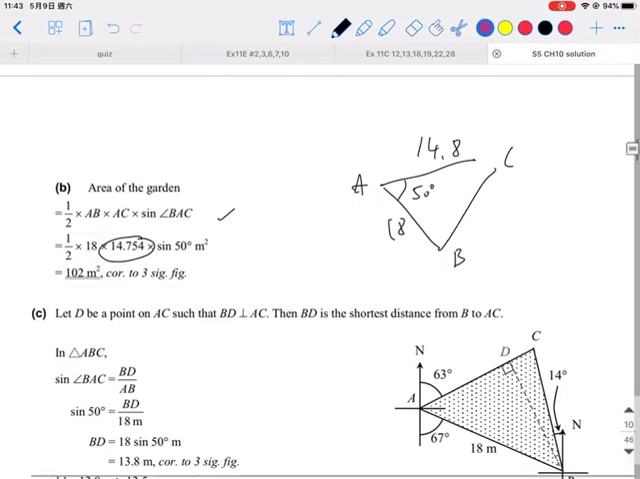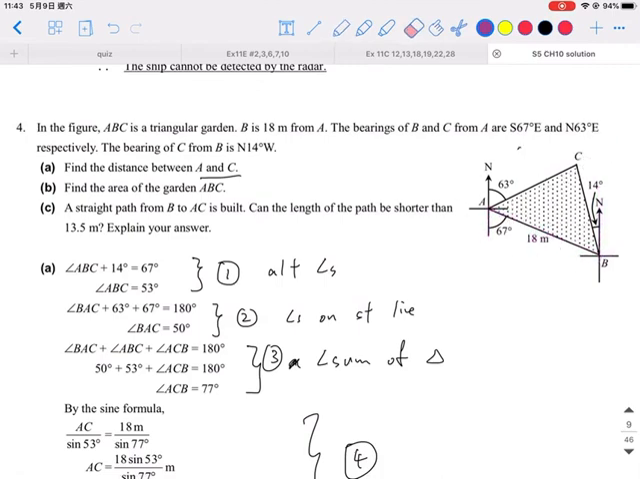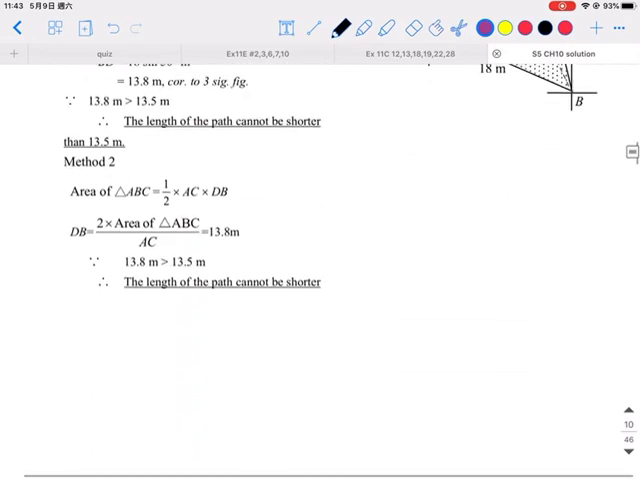Okay, last for part C, a straight line path from B to AC. So that means you need to build a road from B here to AC here. Okay, so can the length of the path be shorter than 13.5? That means we need to find the shortest distance from B to AC. Okay, shortest distance from B to AC. So if the length is shorter than 13.5, then you say yes. Otherwise, you say no. So that means it's for part C.